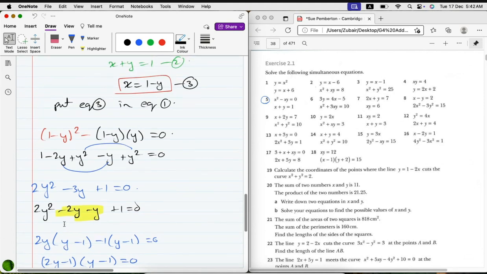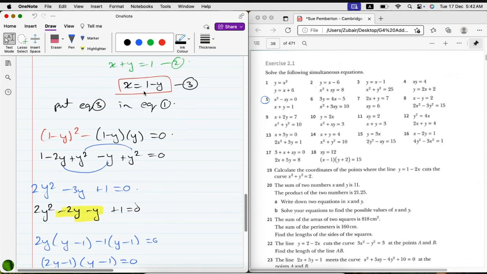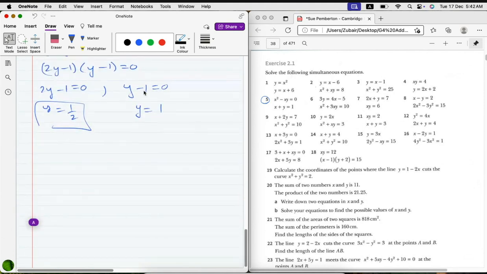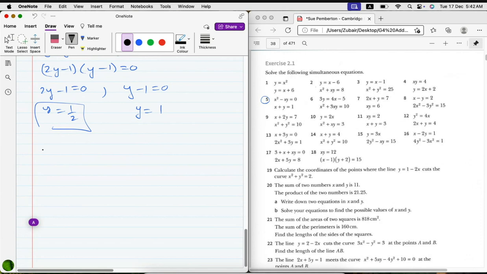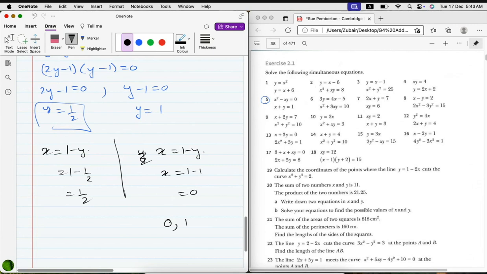Now we use the same equation where x is already the subject, so that's 1 minus y. 1 minus 1 by 2, this is 1 by 2. On the other side, x is equal to 1 minus y, 1 minus 1 is equal to 0. So the points are 0, comma 1 and 1 by 2, comma 1 by 2.